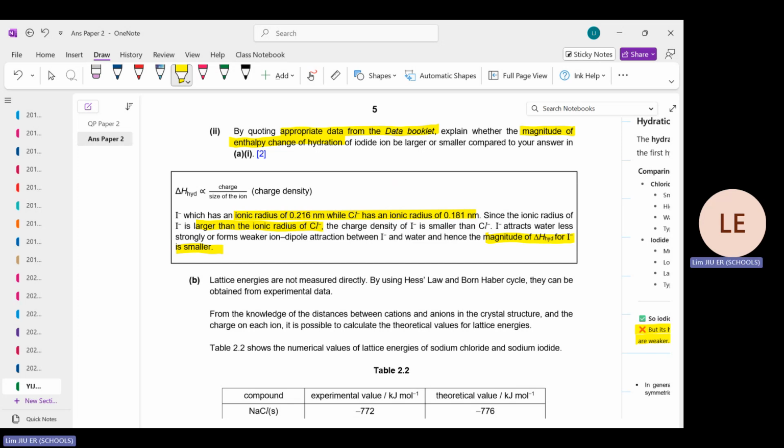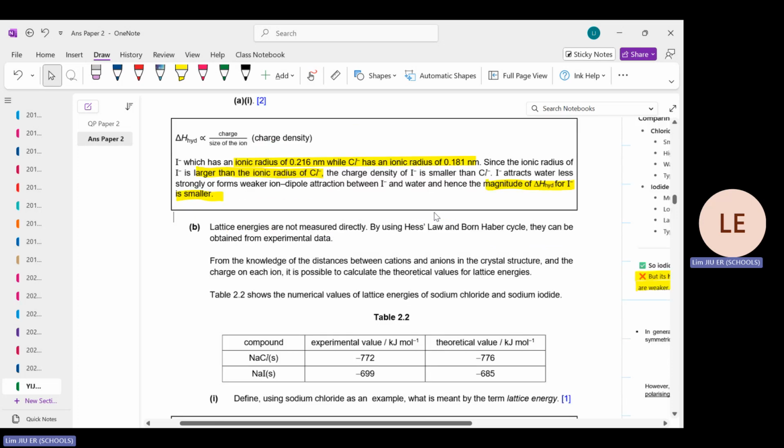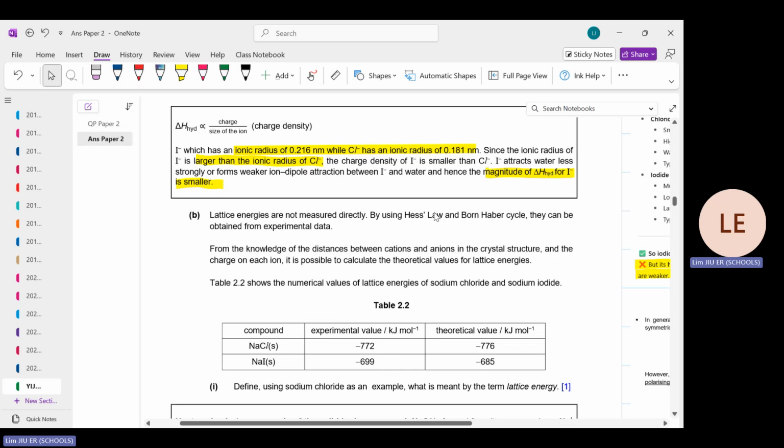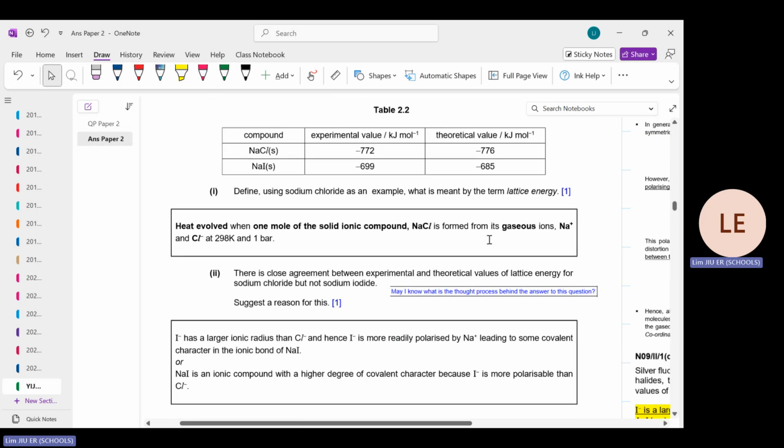Okay, so this one is the hydration one. The next one that people are asking about is question B, this is 2B2. The question asked is, may I know what is the thought process behind the answer to this question? Okay, so let's talk about the thought process.